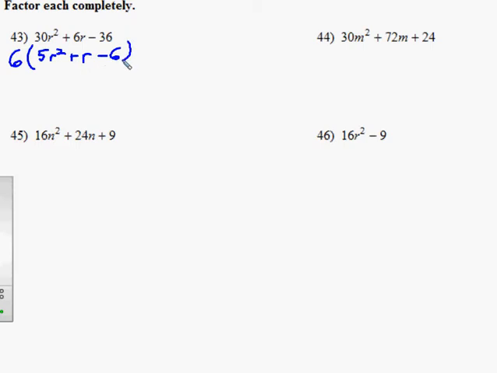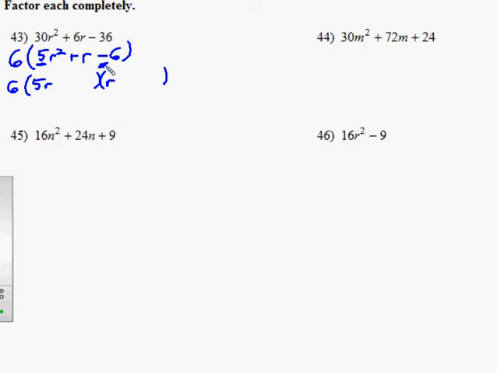Now these are a little different because they have a 5 here, not just a 1. So we have to think through these a little more. So we still have our 6. Don't forget the 6. We're going to put our 2 sets of parentheses. In order to get a 5r squared, we can't just put r and r because we need a 5r squared. So we're going to put a 5r and an r. We're thinking of the factors of 5, and just 5 times 1 gives us 5. So we got a 5r times r.